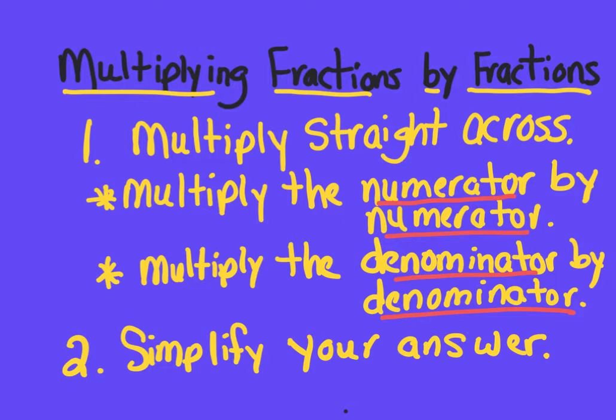So multiplying fractions is fairly simple because all you have to do is multiply straight across. That's it. You multiply the numerator by the numerator, you multiply the denominator by the denominator, and then you just simplify your answer. That's it. You don't have to worry about rewriting them up and down. You don't have to rewrite them vertically. You just multiply your numerator by your numerator, your denominator by your denominator, and simplify your answer. I simply say multiply straight across. That's it. That is when you're multiplying a fraction by a fraction or a fraction by a whole number.